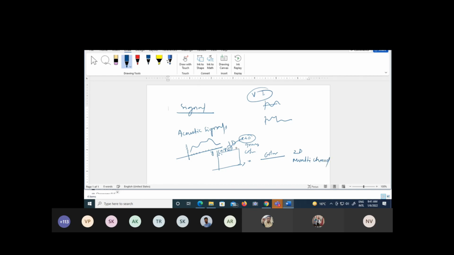Because here the value of the intensity will come from three different channels. It means we require three different sensors. One sensor will sense the red color, another sensor will sense the green color, another sensor will sense the blue color. By sensing three different colors and taking their combination, it will have the intensity value. So this colored image is also a two-dimensional multi-channel signal.